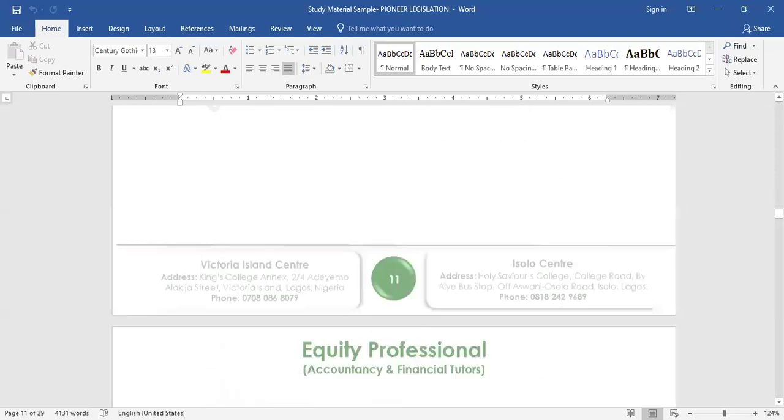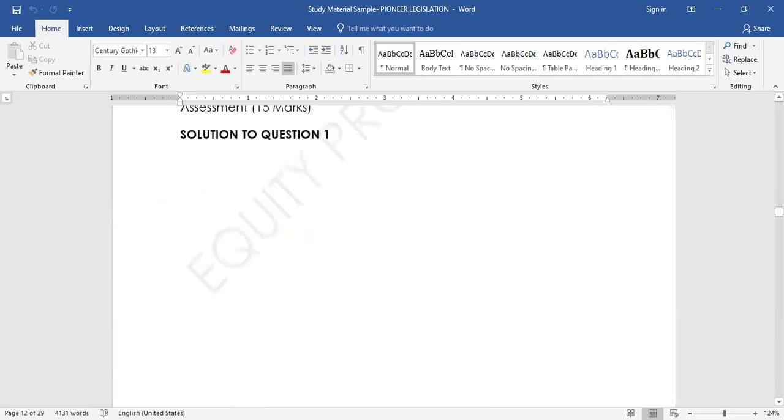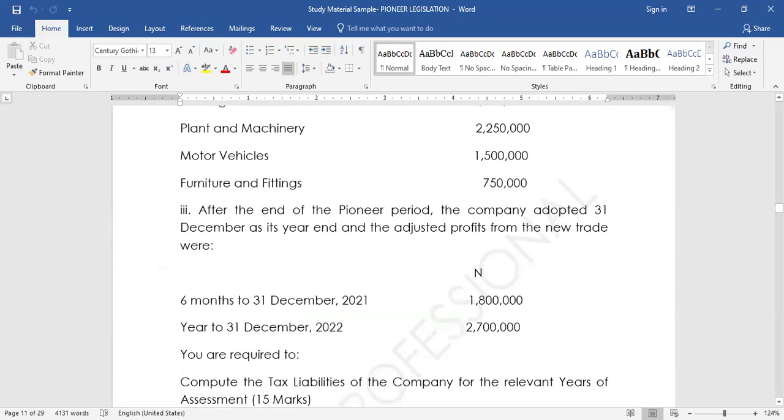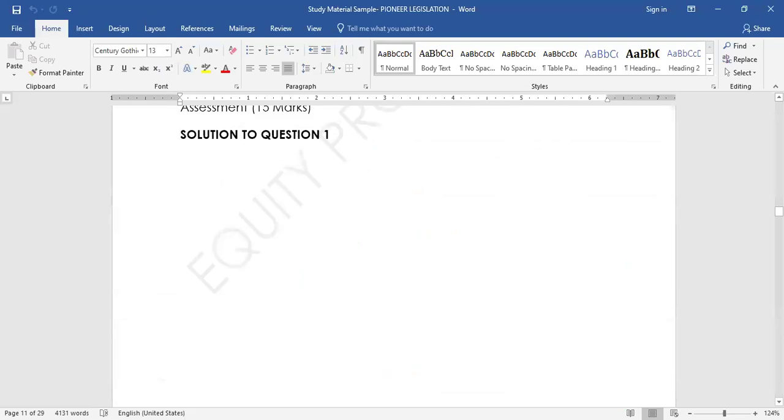So let's go to the solution. If you look at the solution, I'm going to compute tax liability for the post-pioneer period. How many years do we have for the post-pioneer period? We have 2 years. So the tax liability I'm going to compute is only for those 2 years. Now, let's start. We are going to apply the commencement rule.